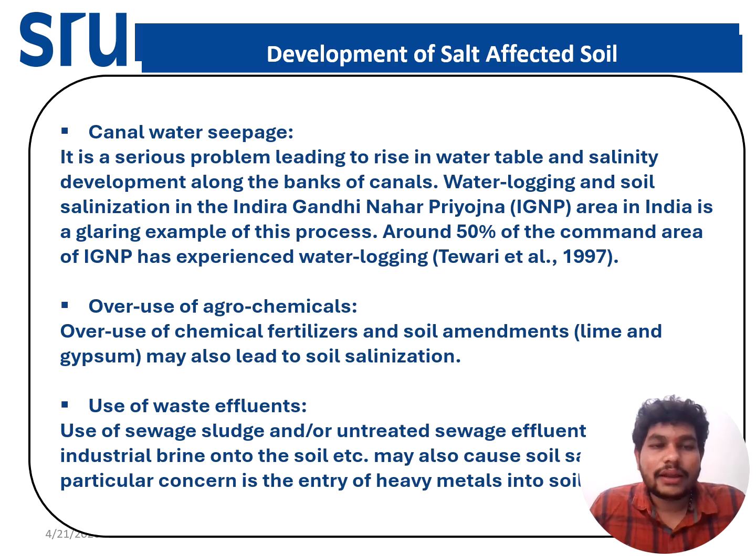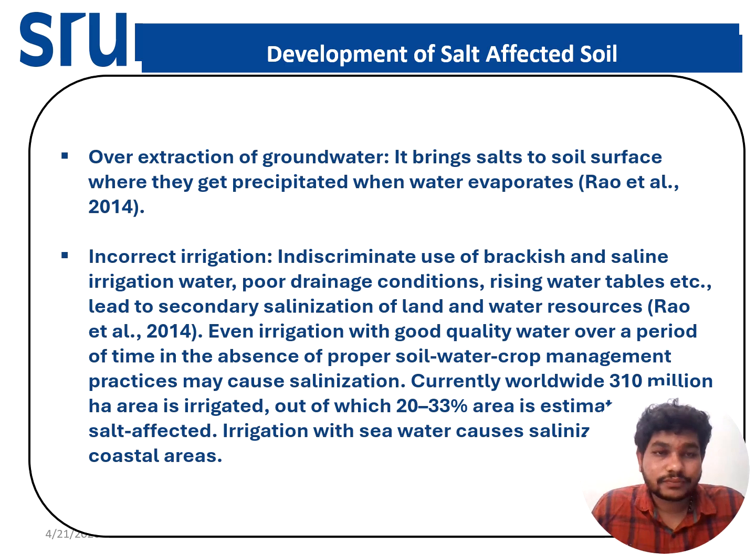Then the canal area, due to the seepage process. The best example is the water logging and soil salinization in the Indira Gandhi Nahar Pariyojana, where salt affected soil is seen. Then the next one is the overuse of agrochemicals like fertilizers, which contain salt and also increase soil salinization. Then the use of waste material, which adds salt content in the soil.